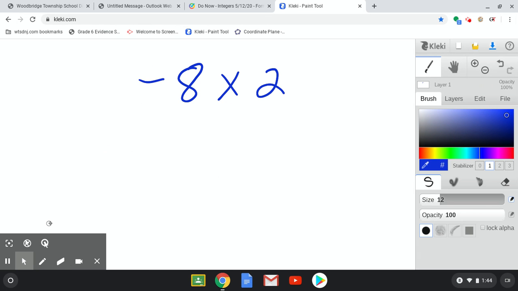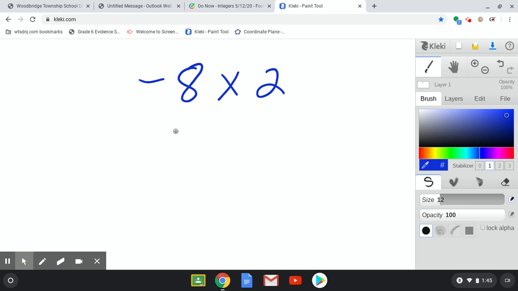Okay, let's move on to multiplication and division. The multiplication and division rules are exactly the same. It's pretty simple. You're going to do the operation, and then you just figure out your sign by the rule of if the signs are the same, your answer is positive. If your signs are different, your answer is negative.